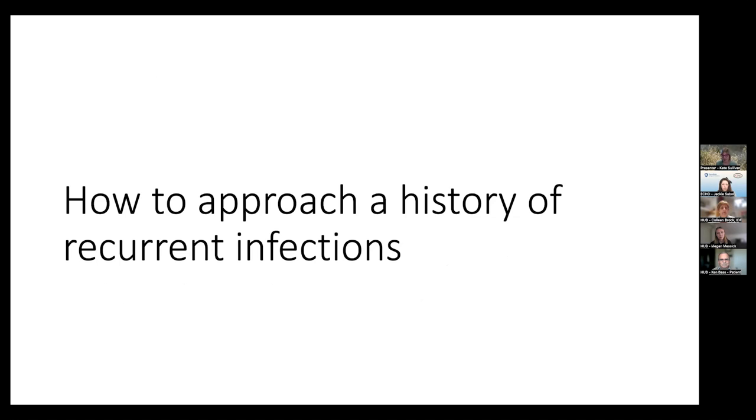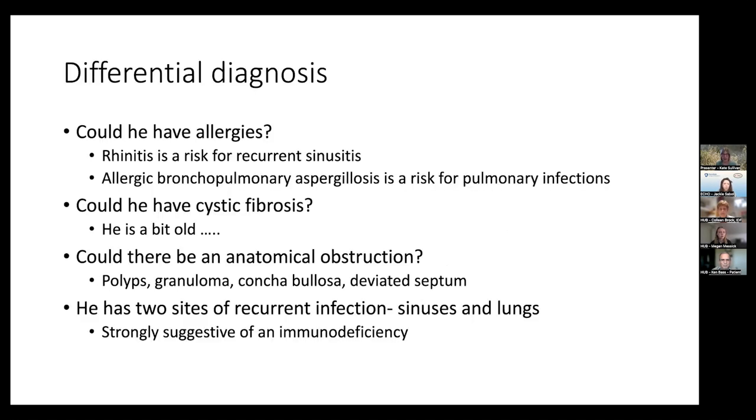So how to approach this history of recurrent infections here? We've been talking about this, but I ask myself some questions so I don't get distracted. I don't want to jump too soon and go, oh my gosh, I'm an immunologist, I've got to order immunoglobulins. I like to be methodical. So could he have allergies? Not unheard of for someone his age to get allergies, especially if he moved to a new location.